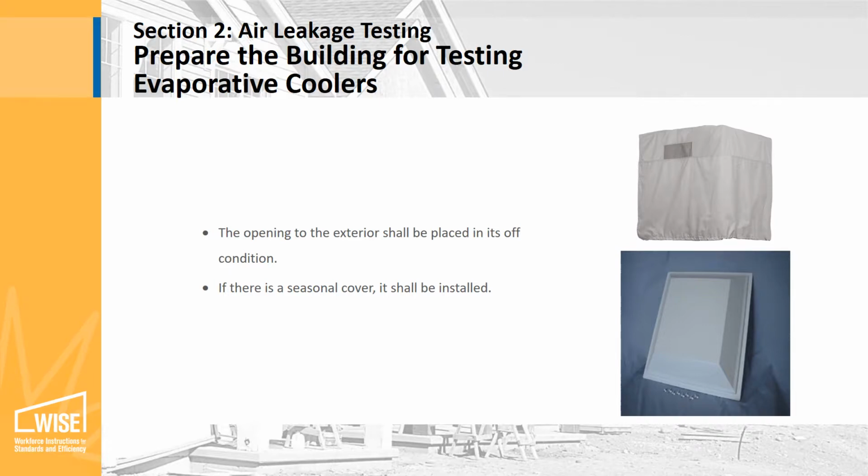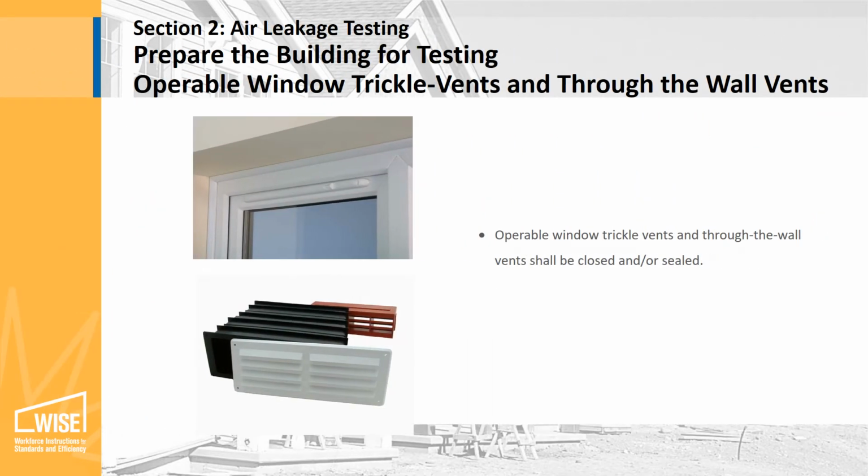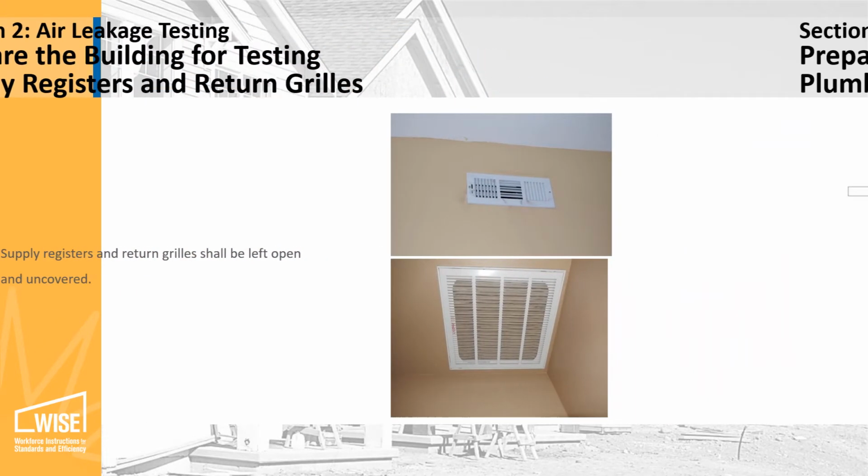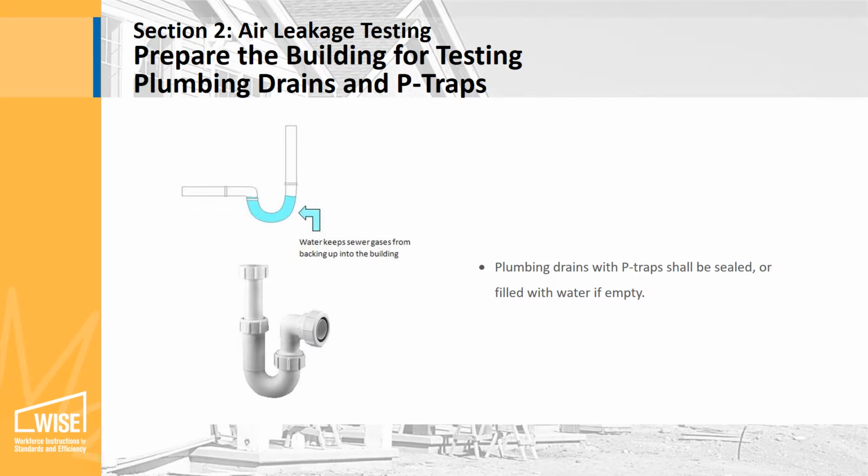Evaporative coolers shall have the opening to the exterior placed in its off condition. If there is a seasonal cover, it shall be installed. Operable window trickle vents and through-the-wall vents shall be closed and/or sealed. Supply registers and return grills shall be left open and uncovered. Plumbing drains with P-traps shall be sealed or filled with water if empty.